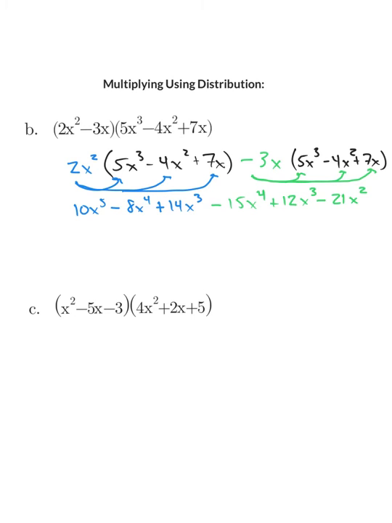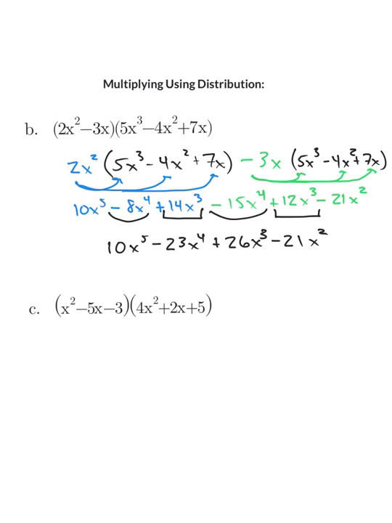Combining like terms, we get 10x to the fifth. We can combine our x to the fourths, giving us minus 23x to the fourth. We can combine our x cubes, giving us plus 26x cubed. And then we have our minus 21x squared. And that is multiplying a binomial and a trinomial. So now let's look at two trinomials. This is one where distribution may be very beneficial to you.